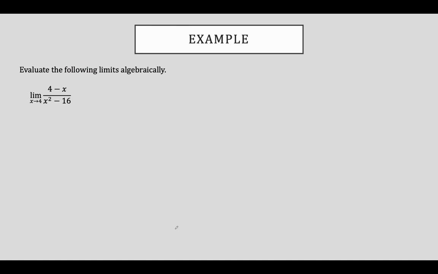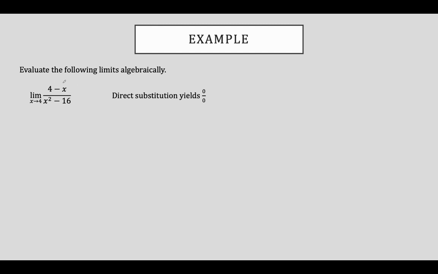Let's try a few more. Evaluate the following limit algebraically. We have the limit as x approaches 4 of 4 minus x divided by x squared minus 16. We start off with our direct substitution, and direct substitution yields the indeterminate form 0 divided by 0. That tells us we need to do something else.